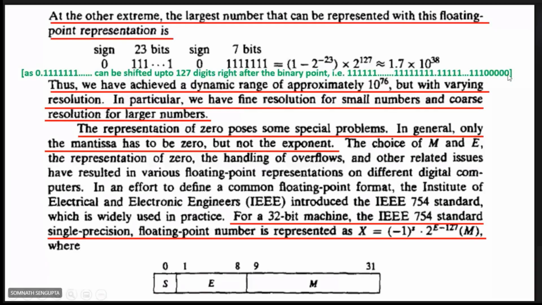In decimal it comes to be this one: it is 1 minus 2 to the power minus 23, because 23 bits are there, and here it is into 2 to the power 127. So this is the largest number. Is it clear? Yes, sir.